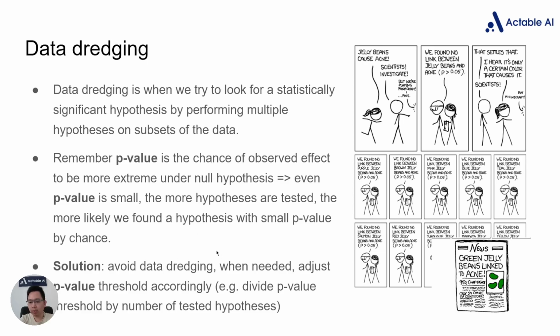It's best practice to come up with a hypothesis first, then go collect the data, and then use the data to confirm that hypothesis. So try to avoid collecting the data and then coming up with different hypotheses. If you have to do that, then try to adjust the p-value threshold accordingly. For example, you can divide the p-value threshold by the number of tested hypotheses, so we can reduce the chance of false findings when testing multiple hypotheses. So that is data dredging.